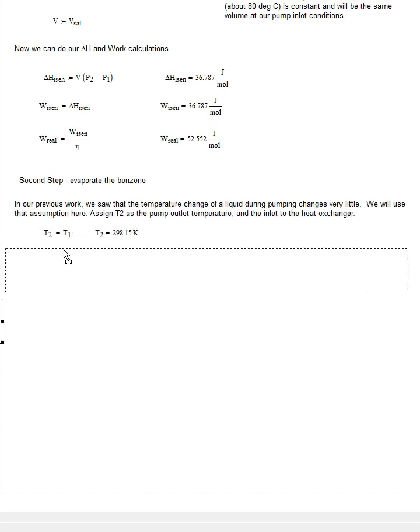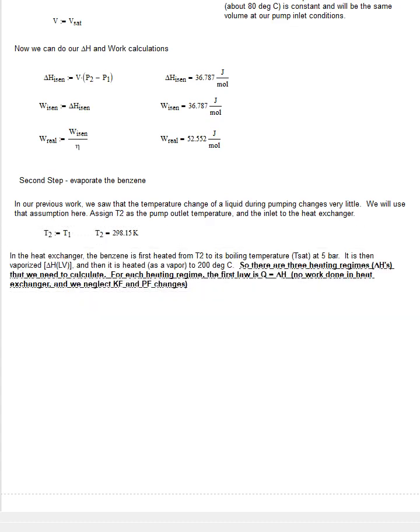So what's going on inside the heat exchanger? We can think of the heat being transferred to our benzene in three different steps. The first step is where the benzene is heated from T2 to its boiling temperature, which we're going to call Tsat at a pressure of 5 bar. So the first step, we're heating benzene as a subcooled liquid at T2 in 5 bar to its boiling temperature, Tsat, also at 5 bar.